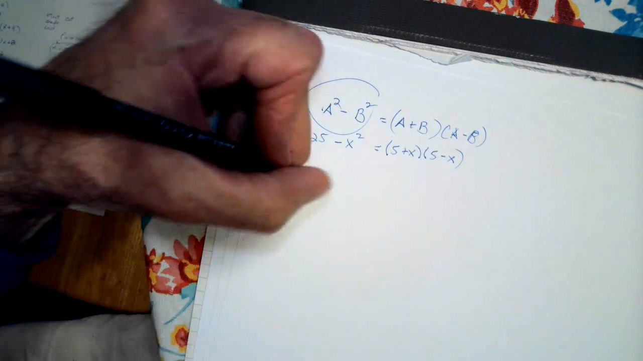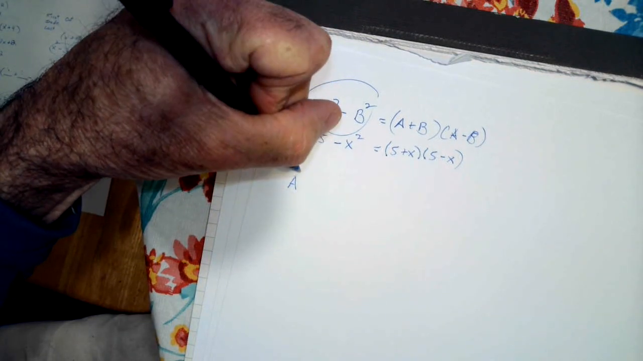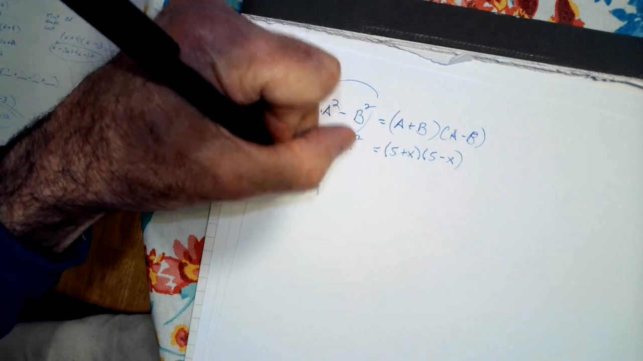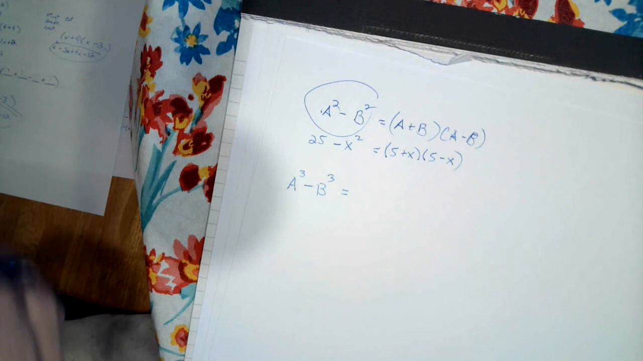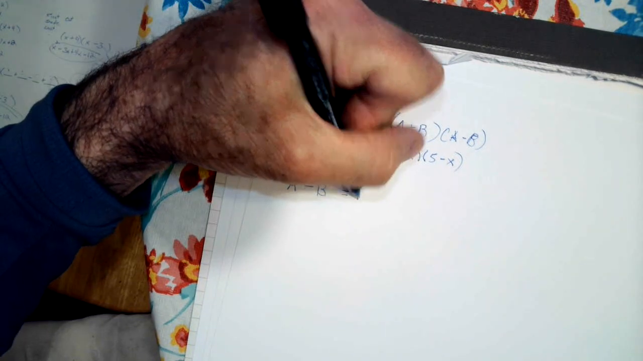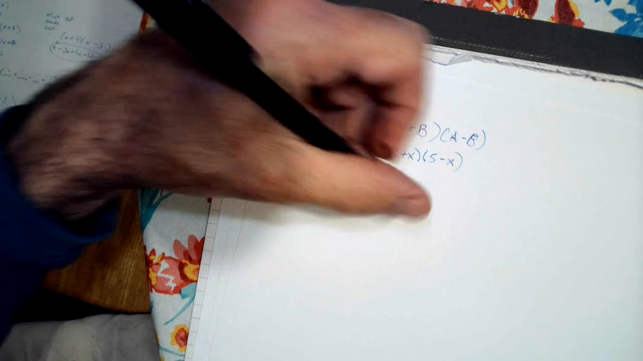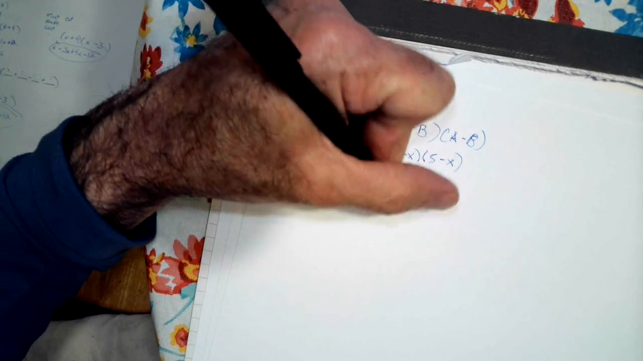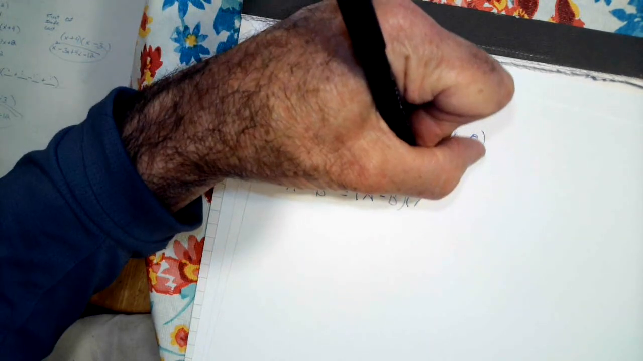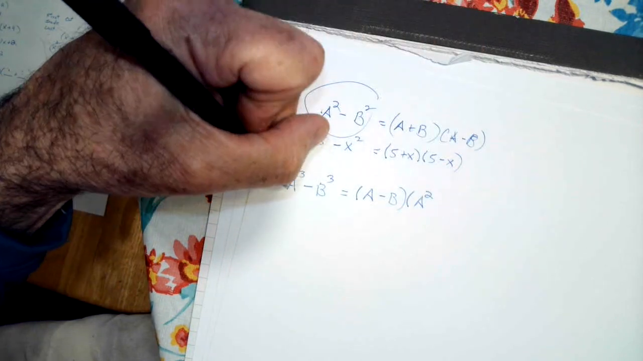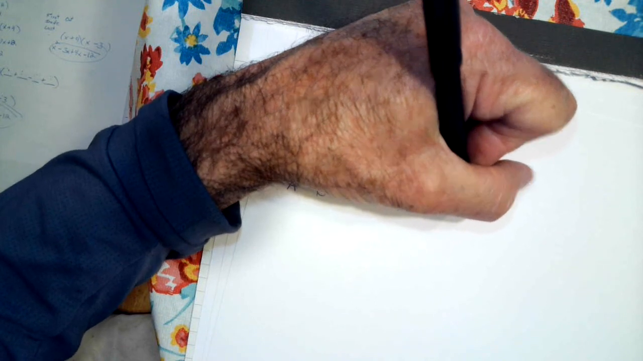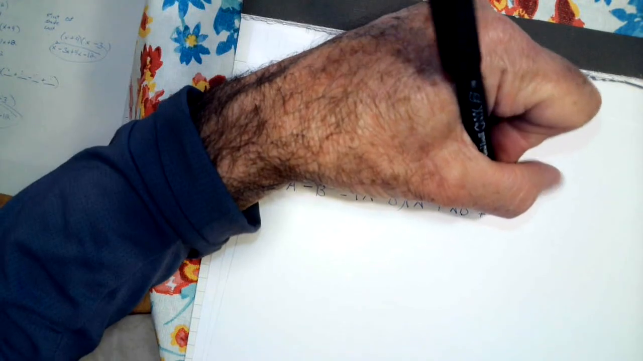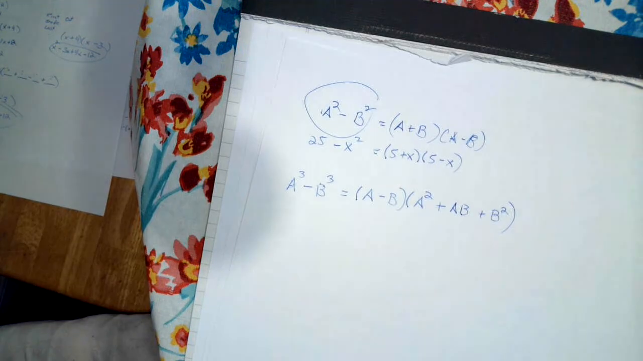There's another common one where you have something to the third power minus something to the third power. Well, that has a very specific pattern you just memorize. You don't care how they got it, but that's going to end up being this minus this times the first one squared, plus that times that, AB, plus this one squared. Okay, and you just memorize that formula.